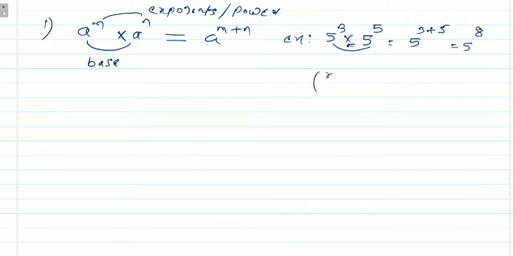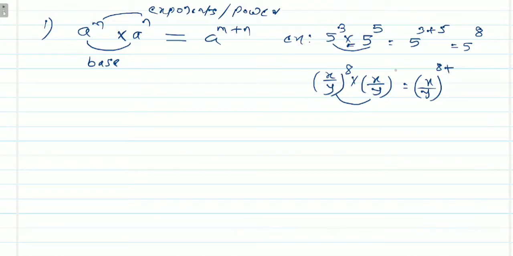Second example: x upon y raised to power 8 multiplied by x upon y. Here also the base is the same, the base is x upon y, and there is multiplication between the two terms. So we add the powers. The first power is 8. What is the second power? If there is no power written, that means the power is always 1. So 8 plus 1, and you get the answer as x by y whole raised to power 9.